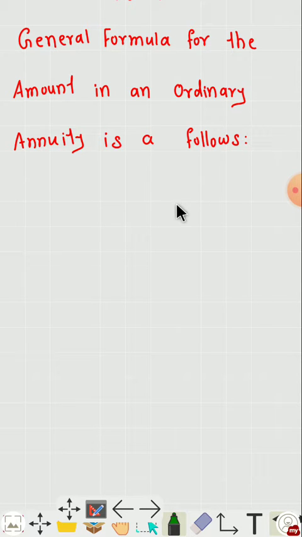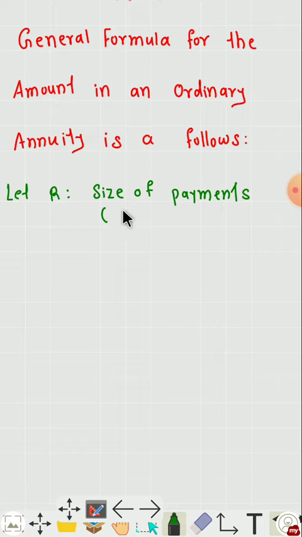In the previous lecture we discussed the annuity. Now in this lecture we state the general formula for the amount in an ordinary annuity, and it is given like this. Let R denote the size of payment, or we call it the installment.